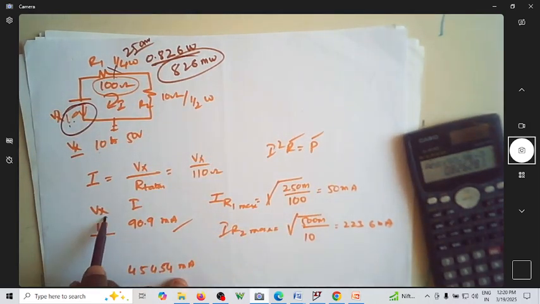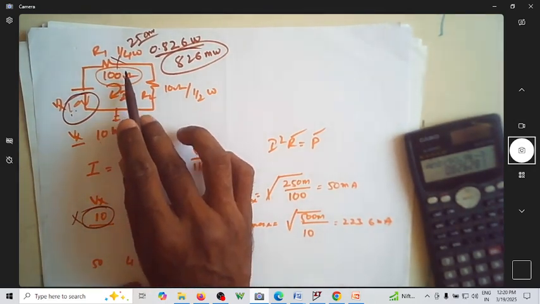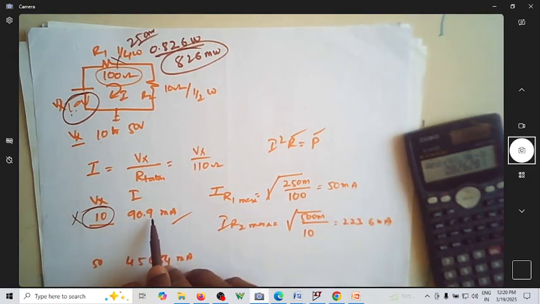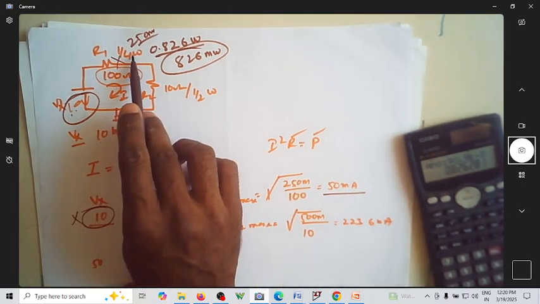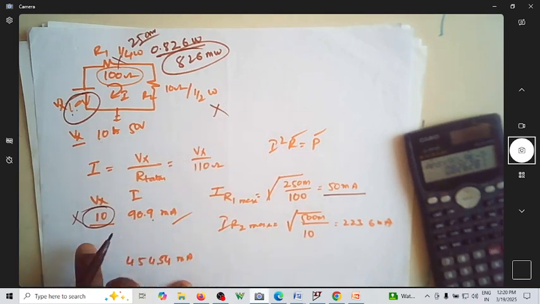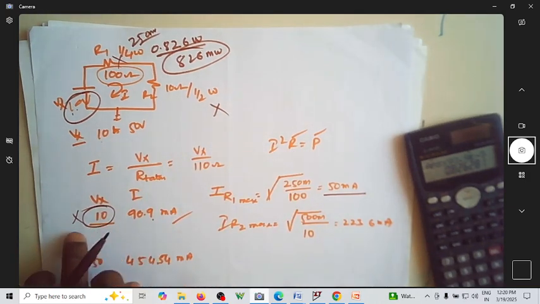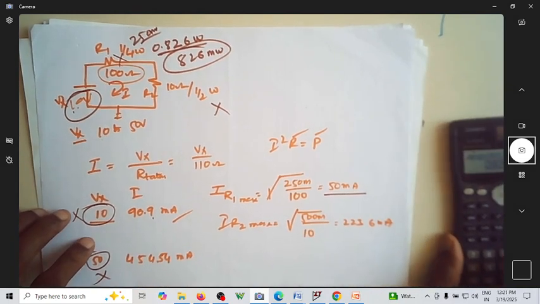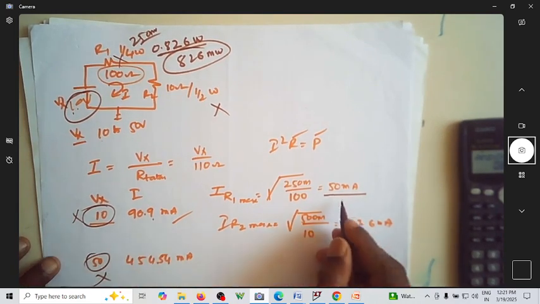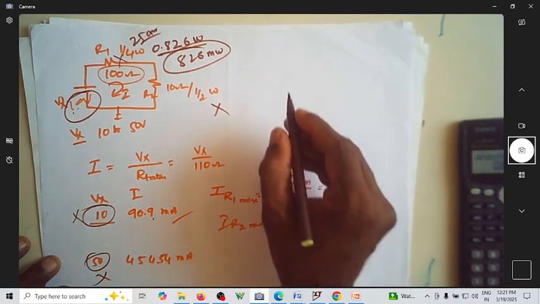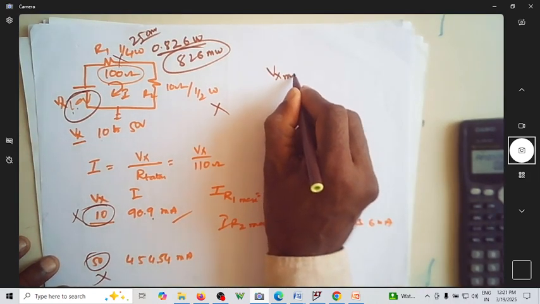So even for Vx equal to 10 volt, this circuit will not work, because the current that would flow is 90.9 milliamperes, which is more than the rated current of this quarter watt resistor. When it is not working for 10 volt, no question of working at 50 volt at all. Then at what voltage it won't work, you can find. So what is this 50? This is 50. Then what is Vx max you can think of?